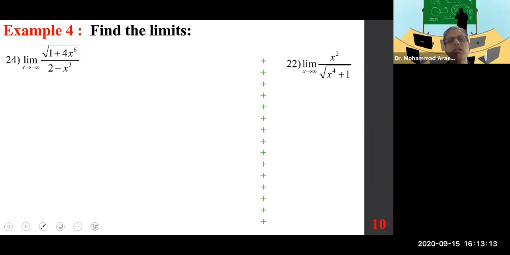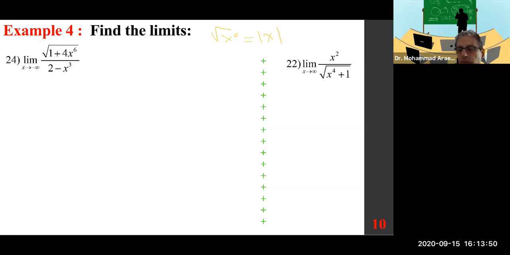Now, when x approaches negative infinity, and I hope everybody remembers the concept, remember the square root of x squared. Let me just remind you. The square root of x squared is equal to the absolute value of x. It's not equal to x. So it depends whether x is positive or negative, okay?